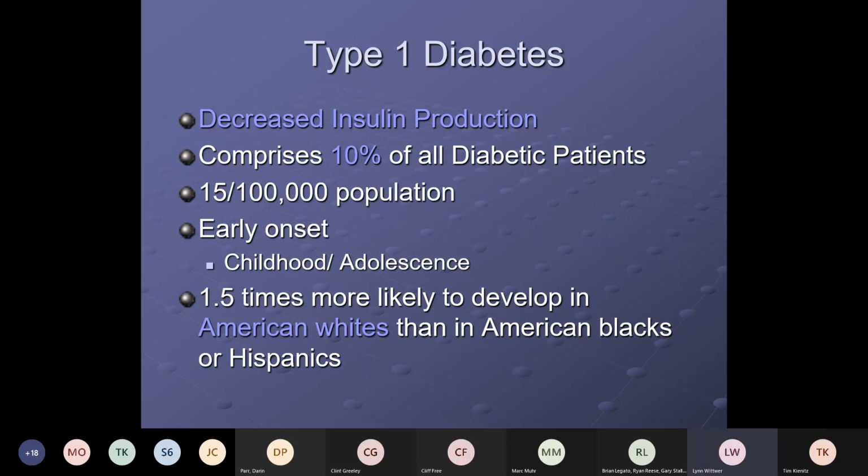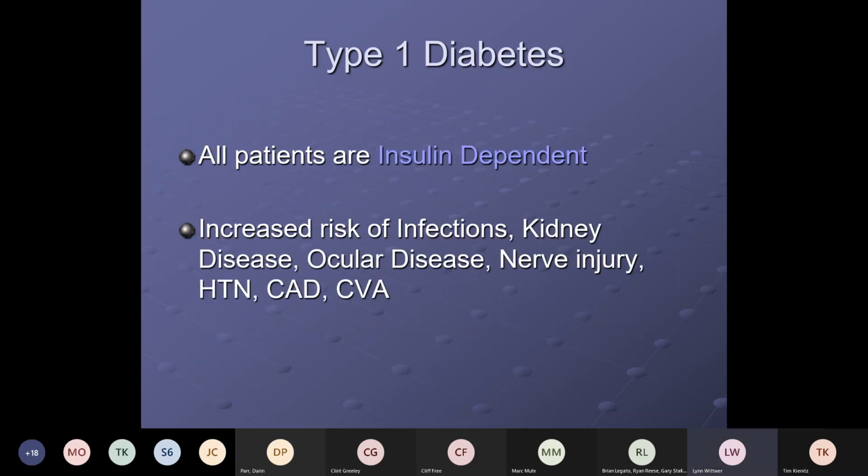Adolescents, very common. 1.5 times more likely to develop in Caucasians than in American Black or Hispanic patients. All type 1 patients are insulin dependent. They need to have exogenously produced insulin because they don't produce their own. They are not going to be able to survive with pills, because pills help your pancreas to release and make use of the insulin that you do have.